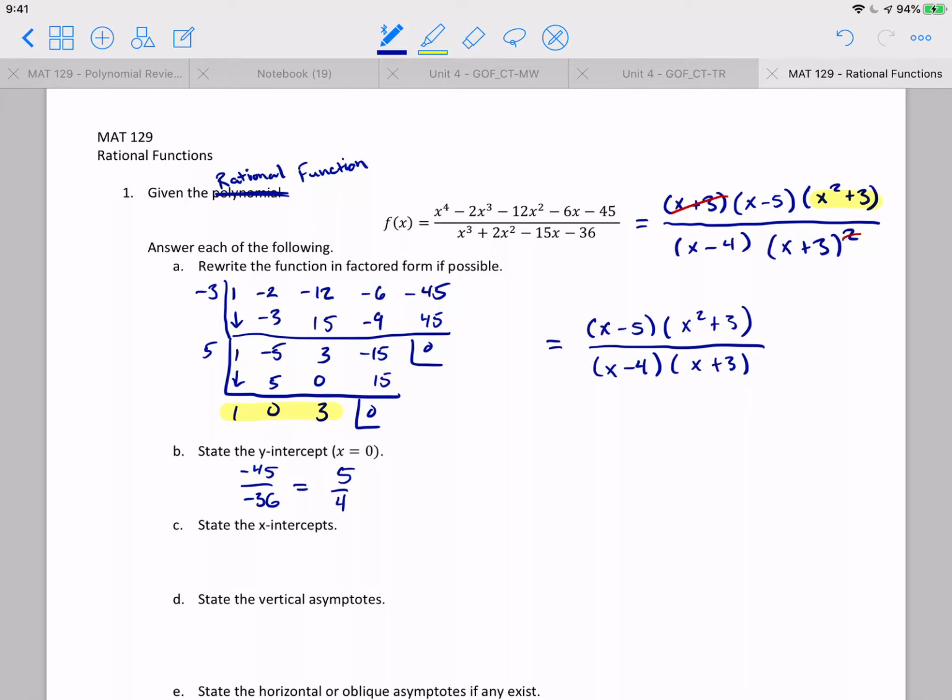X-intercepts, those will be the zeros from the numerator. And so let's see here. X equals 5 is a factor in the numerator. All right. Now, since that x plus 3 canceled out, that's actually not a 0. So we're safe there. All right.